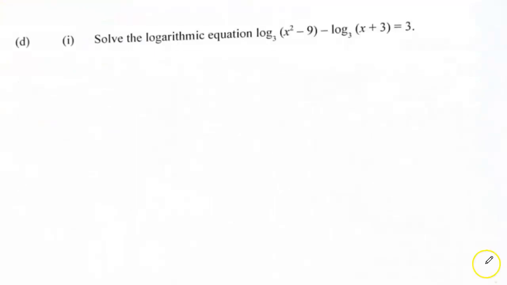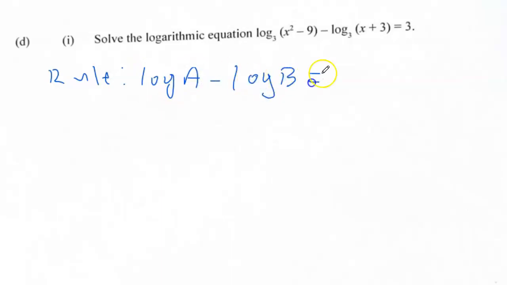Part D, solve the log equation. And we'll give a log equation there. Notice both of them are base 3. So there's a log rule that says log A minus log B is equal to log, and we can combine both terms by dividing A over B. So in this case, it's what's in there.